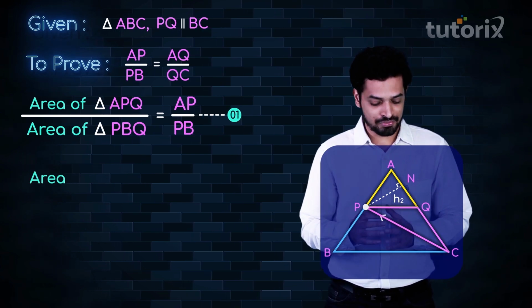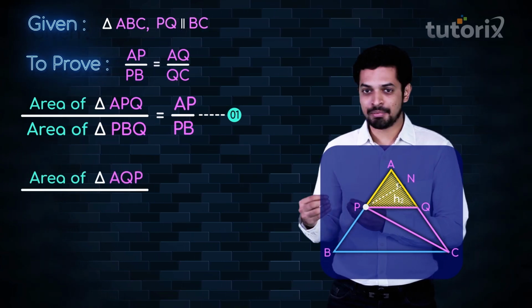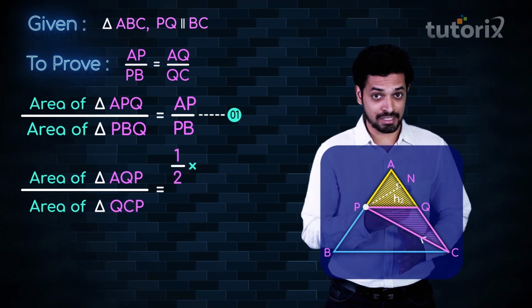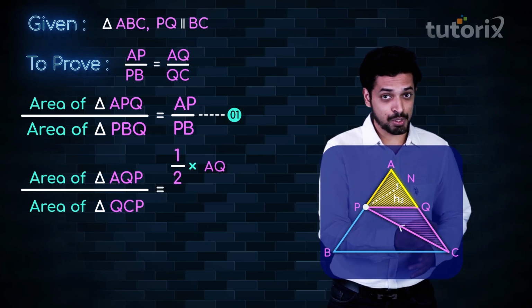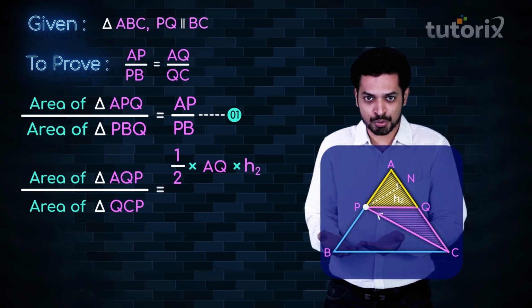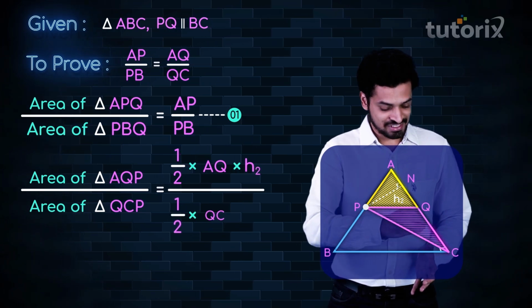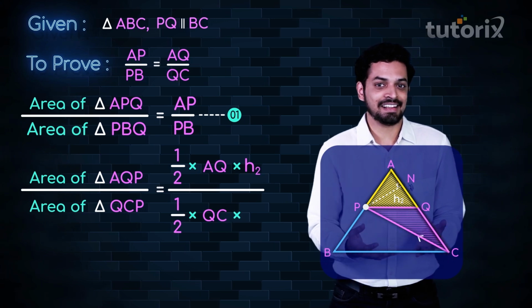So the area of triangle AQP divided by the area of triangle QCP is equal to half into the base of the first triangle, which is AQ, into the height, say H2, divided by half into the base of the second triangle, which is QC, into the same height H2.